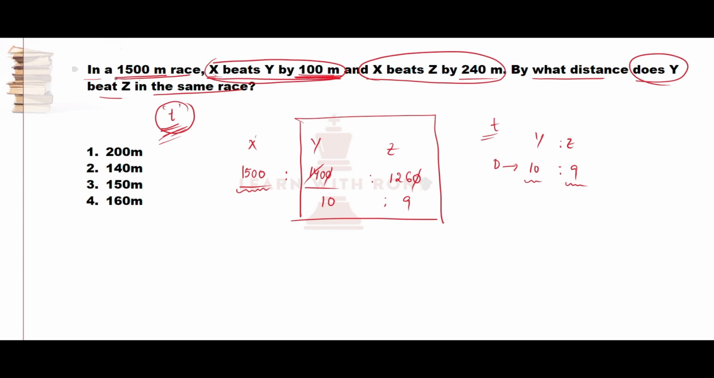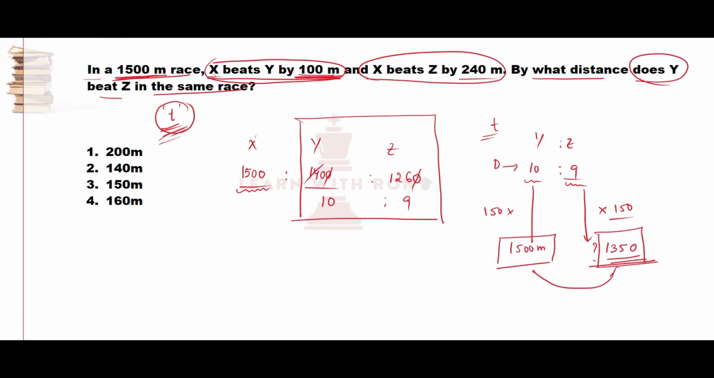But our race is for 1500 meters, right? So if 10 equals 1500 meters, how much does 9 equal? Here 10 is 150 times, similarly 9 is 150 times. 9 times 150 is how much? 1350. Which means in a particular time t, if y could run 1500 meters, z could run only 1350 meters in the same time. So y beat z by how much difference? 150 meters, which is option number 3 here.